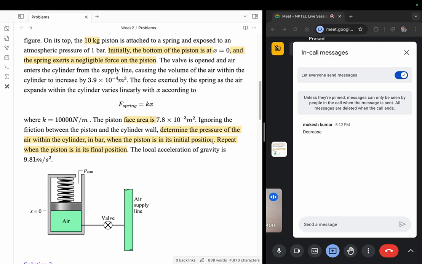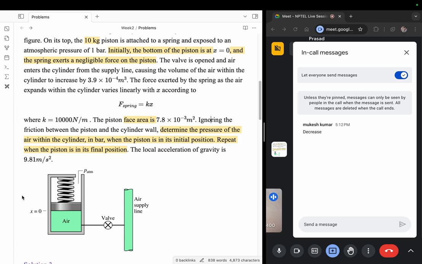And then once you do that for the initial position, the next part asks you to find the pressure when the piston is in its final position, which means you open the valve and then air flows from here to here, and the piston moves upward. When the piston goes upward, it will compress the spring. Because of that compression, the spring will exert another force on the piston.